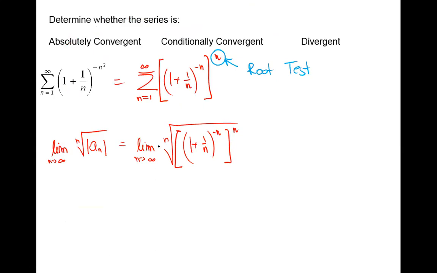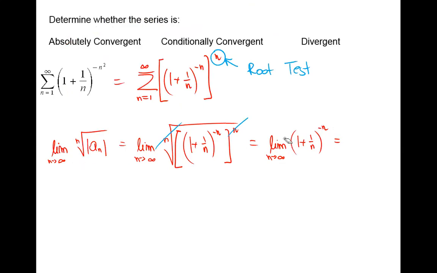And that nth root and that n is gone. And what's left? Limit of 1 plus 1 over n to the power of negative n. We can see now, this limit is not just the original sequence. It's actually after the root test, after the nth root.